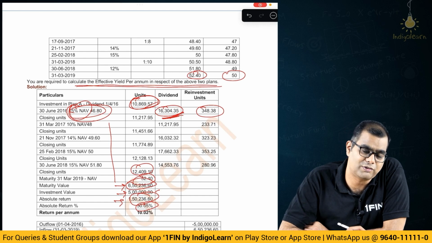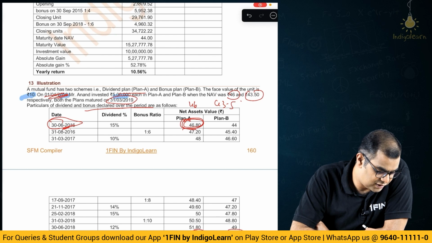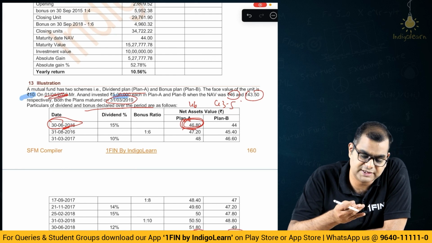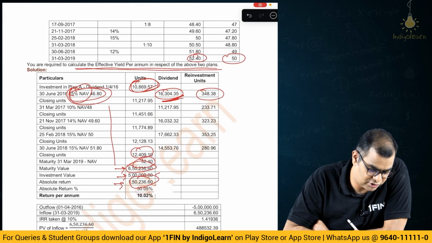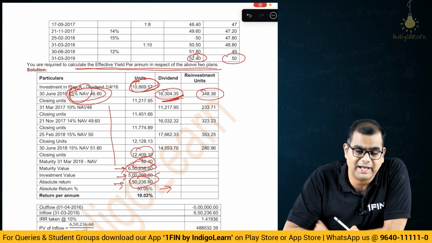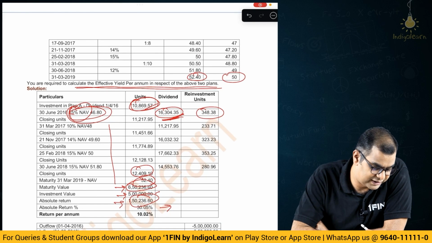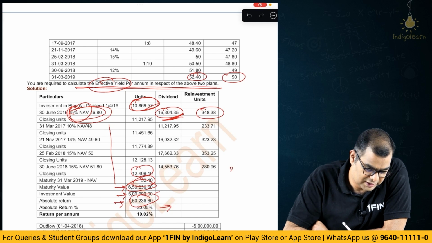But 30.05 is over what period? You made an investment on 1/4/2016. So, 16 to 17, 17 to 18, 18 to 19, for 3 years. Now, you made a return of 30.05 for 3 years. There are two ways to compute the annual return, the effective annual yield. One is the IRR method, and the other way is you can compute it by simple return. So, here what you have done, 30.05 divided by 3 will give you 10.02. This is the simple way.